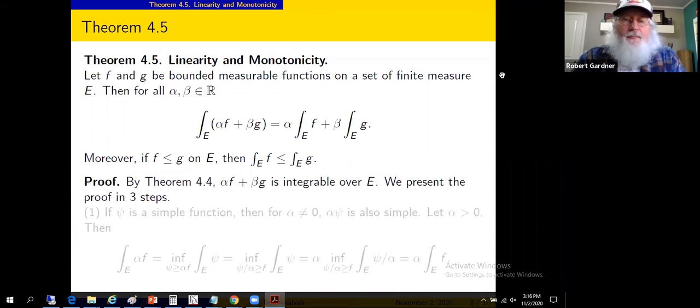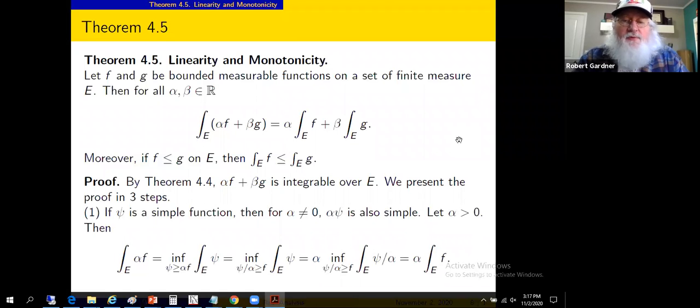All right. Theorem 4.4 tells you, hey, alpha f plus beta g, these really are integrable, because if f is a class 1 function and g is a class 1 function, then so is a linear combination. This thing here is a bounded function, and said e has finite measure. Okay, so for the proof, we'll go through a handful of steps. If phi is simple, then for non-zero alpha, alpha times phi is also simple. Just the values of it change. It still takes on a finite number of values and on the same sets.